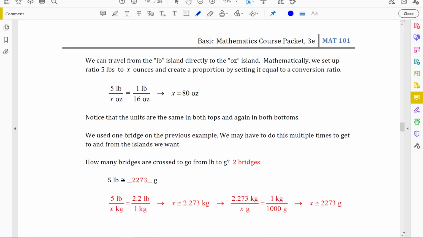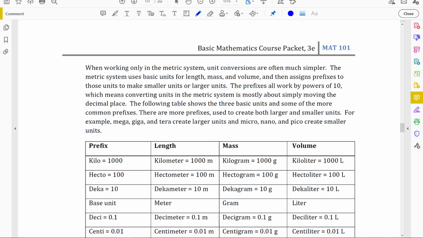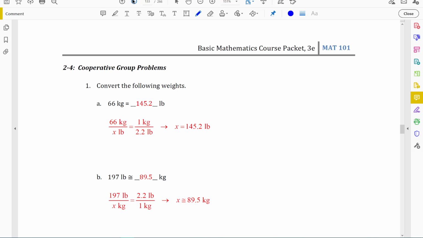And then we set up a second proportion. In this case, we're going to have kilograms in the top, grams in the bottom. So we set up kilograms in the top, grams in the bottom on our second fraction. We multiply, we divide, and we find out that x is about 2,273 grams.